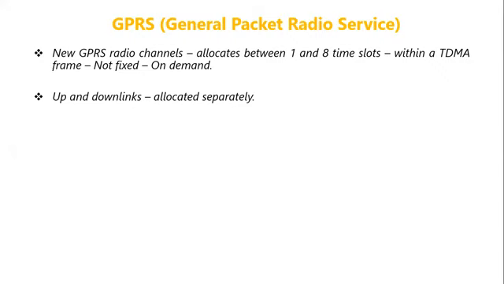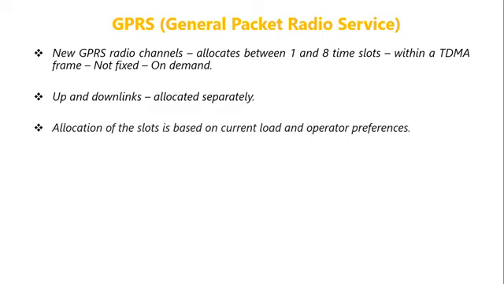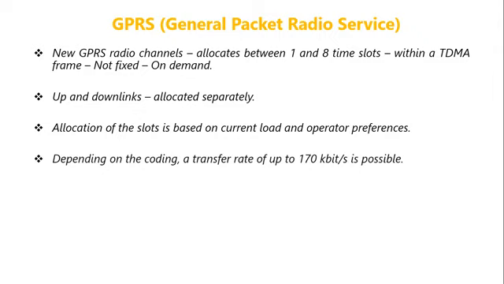The main concept of GPRS is that for new GPRS radio channels, the GSM system can allocate between 1 and 8 time slots within the TDMA frame. Time slots are not allocated in a fixed predetermined pattern, but are allocated based on demand. All these time slots can be shared by the active users.